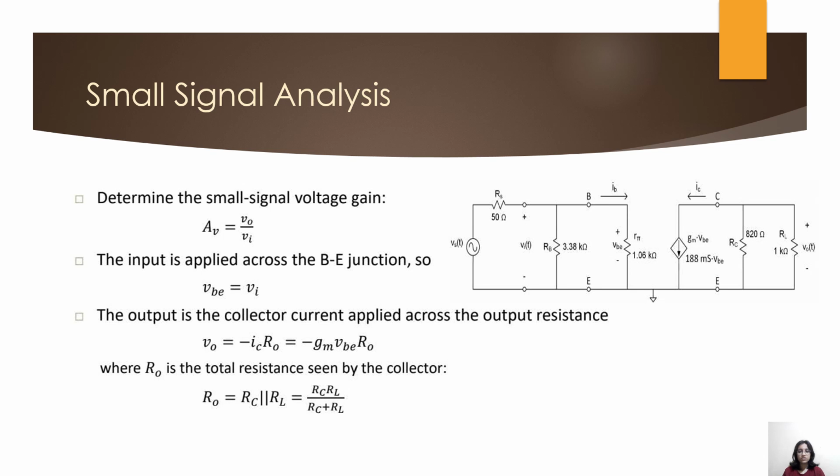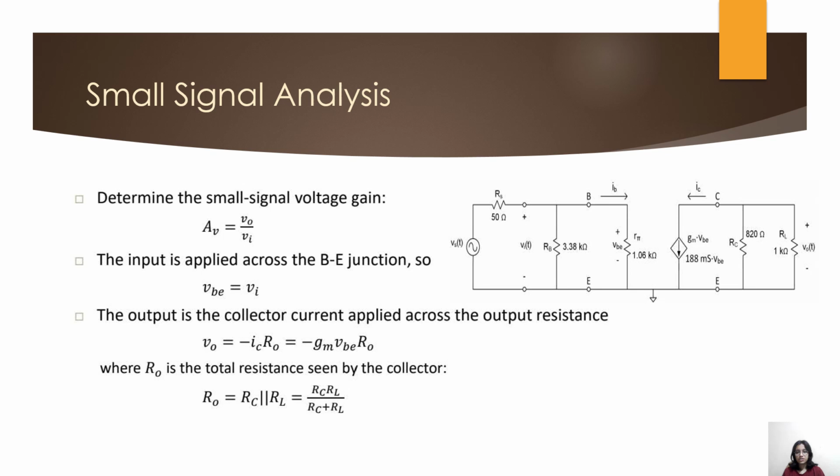To determine the small signal voltage gain, the formula is AV is equal to V out by V in, that is nothing but V naught by Vi, and AV is the voltage gain. The input is applied across the BE junction, so VBE is equal to Vi. Let's take this as equation number 2 and the voltage gain as equation number 1. The output is the collector current applied across the output resistance. So V0 is equal to minus IC R0. Here in the diagram, IC is given by GM VBE. So when we replace it, it becomes minus GM VBE R0.